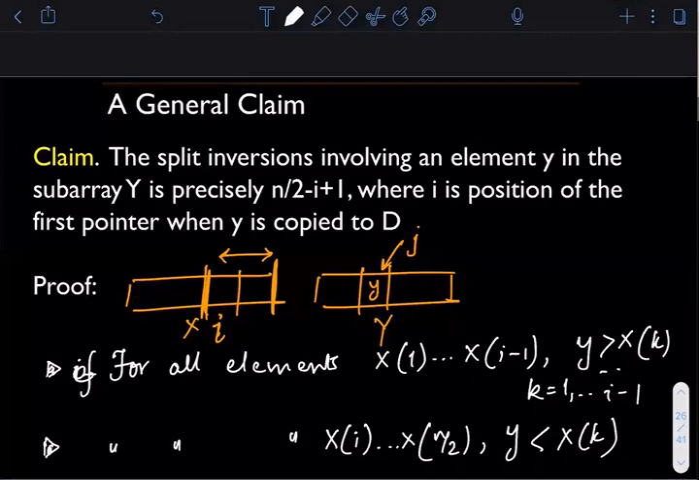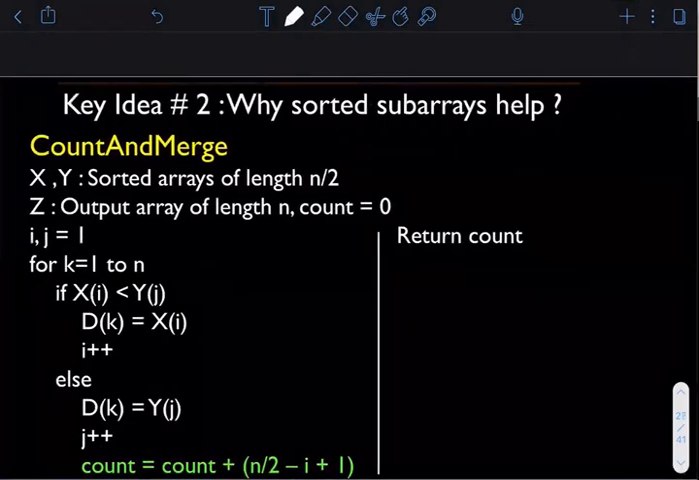So any questions about this claim? Right, Gaurav. Yes, we can subtract later. Yeah, you can do it in many ways. Okay. So I guess yeah.